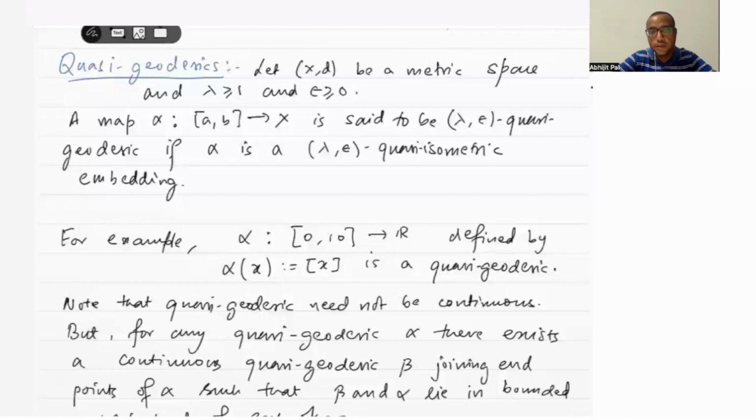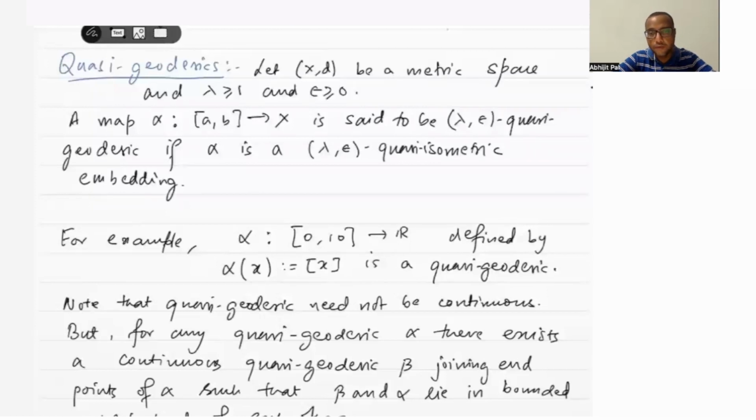In this lecture, we'll define quasi-geodesics. Quasi-geodesics are quasi-isometric embeddings of a geodesic. We'll prove that in a hyperbolic metric space, geodesics and quasi-geodesics joining the same pair of points lie in a uniformly bounded neighborhood of each other. This property is called stability of quasi-geodesics.